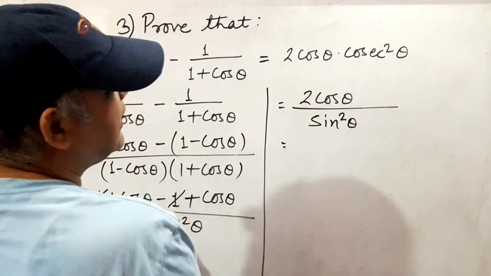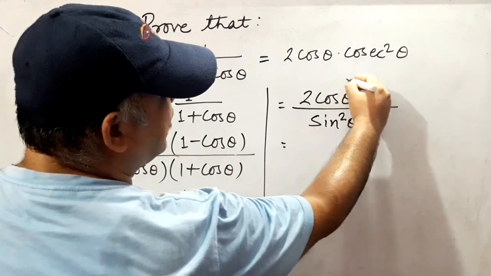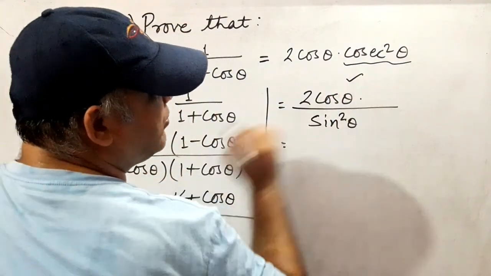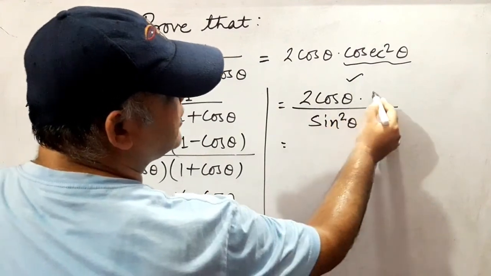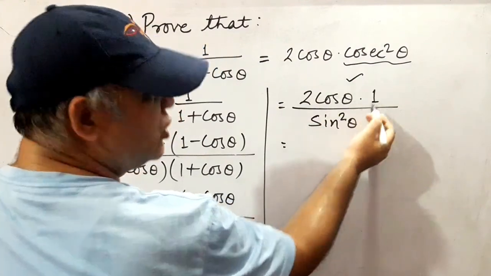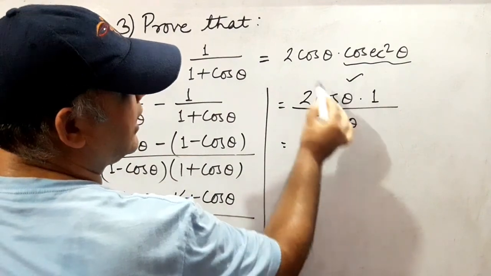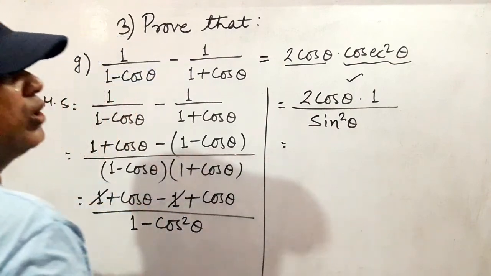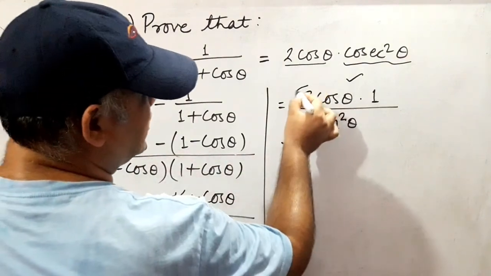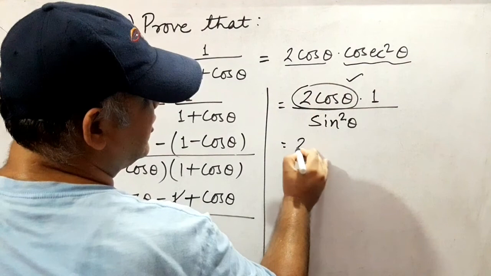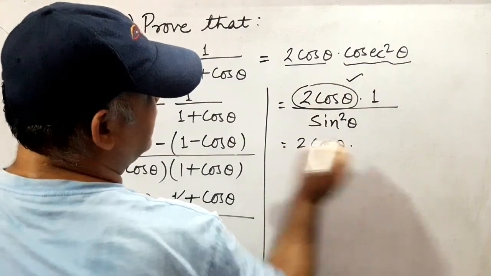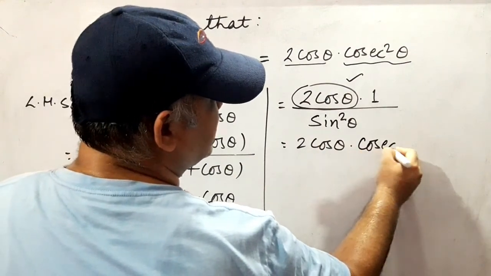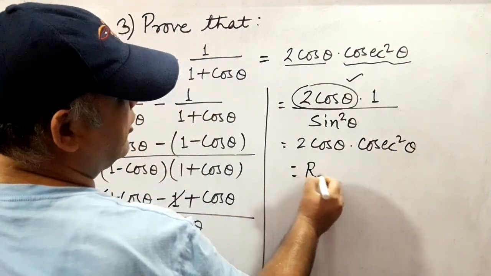Let's see on the right hand side, we have 2 cos theta. We have already obtained 2 cos theta and I need cosec square theta. So 2 cos theta can be written as 2 cos theta into 1, which will be 2 cos theta. 1 by sin square theta is equal to cosec square theta. So I shall write separately 2 cos theta into 1 by sin square theta is equal to cosec square theta, which is our right hand side.